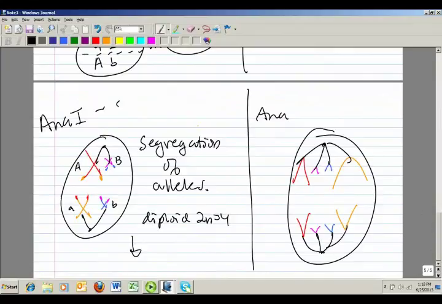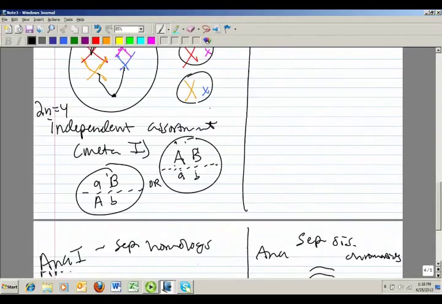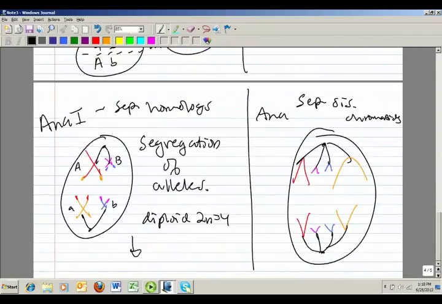So, in anaphase, we separate homologs. In anaphase 1, we separate homologs. In anaphase of mitosis, we separate the sister chromatids. Okay, so that's an important difference there. We're still diploid.